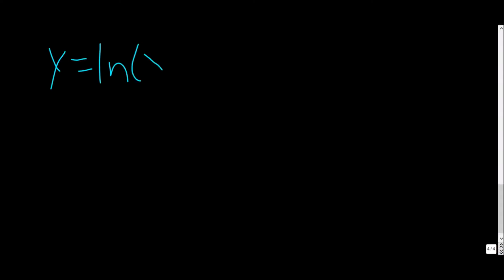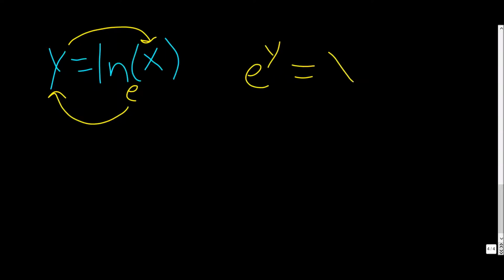Well, this can be rewritten in the same sort of fashion as this. The natural log has a base of e. It's e to the y equals x. So it's the inverse of y equals e to the x, is what the natural log function does.